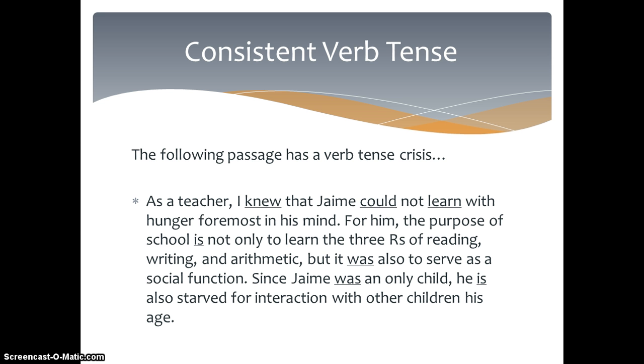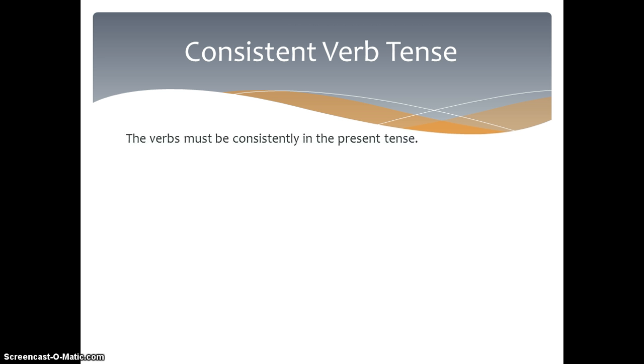This paragraph is jumping back and forth between past and present, and it confuses us. Since Jamie was only a child, it makes me think he is older now, but then it says he is also starved for interaction with other children. Now I think he's young again, so the message is not clear. So to solve it, you can do one of 2 things.